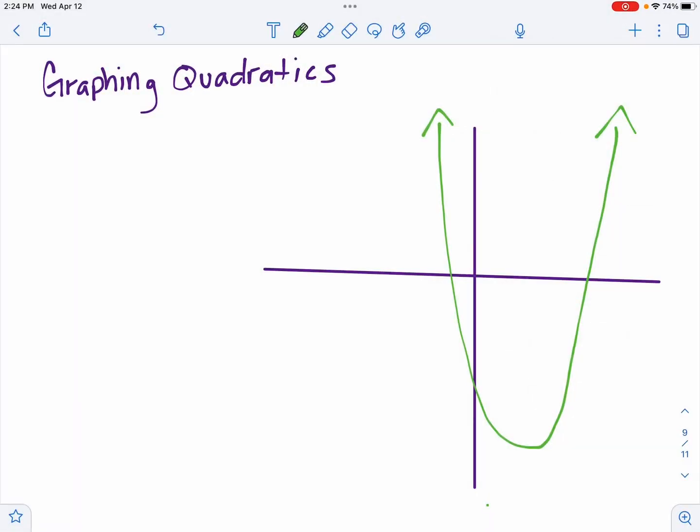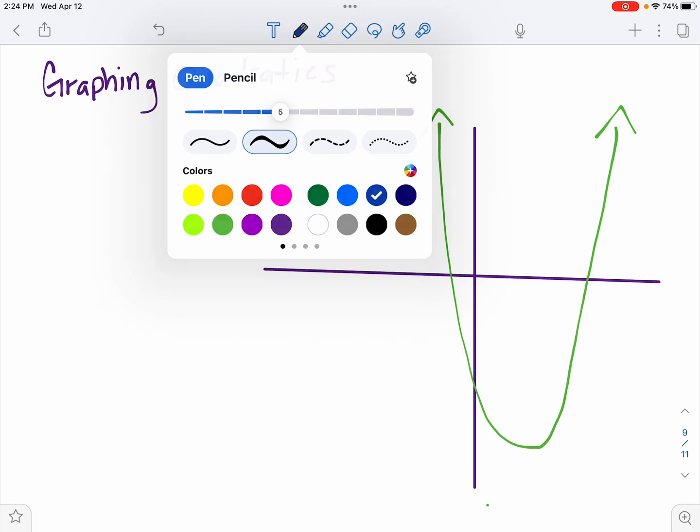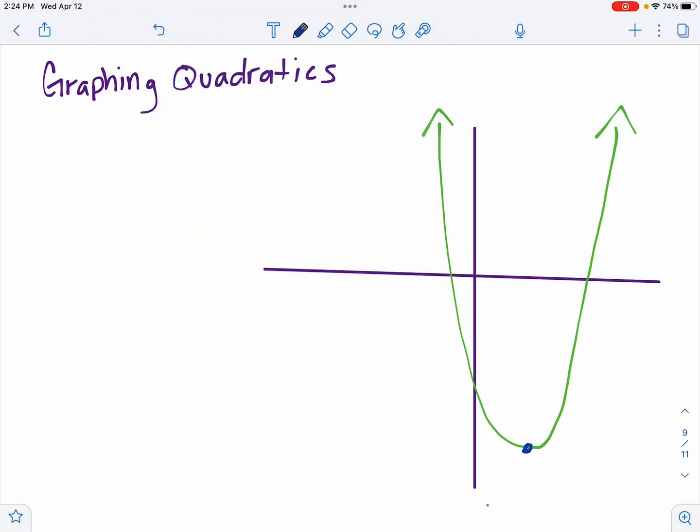Today we're going to be crafting quadratics by finding the 5 main points on our parabola. So here's our parabola. This is just a reminder of all of the different pieces that we can have on a parabola. Down here is your minimum value, or if the parabola was upside down, it would be your maximum value. It's called the vertex.